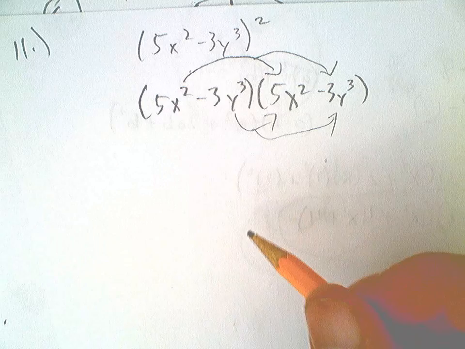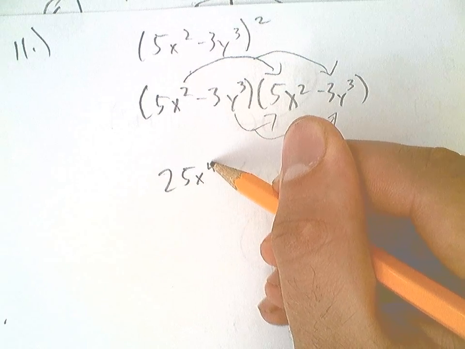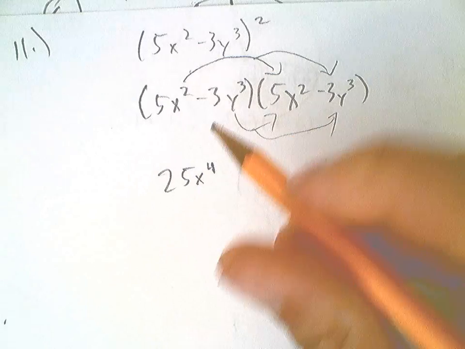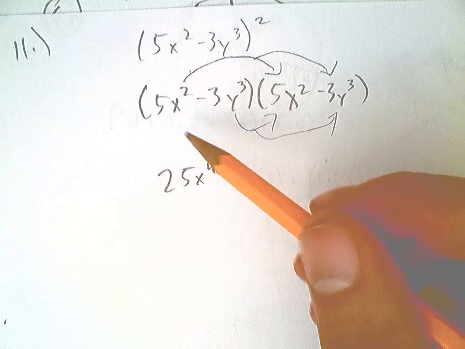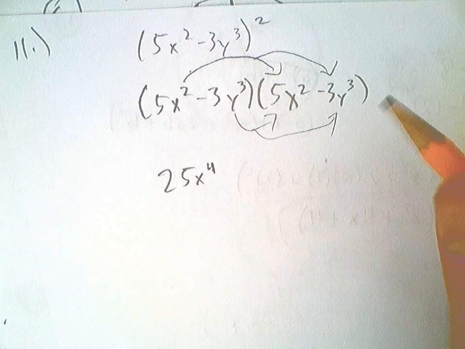So 5x squared times 5x squared is 25x to the fourth. The biggest thing we've got to be careful of in this problem is these exponents. Remember, when we multiply with exponents, we add them together. So 2 plus 2 is 4.